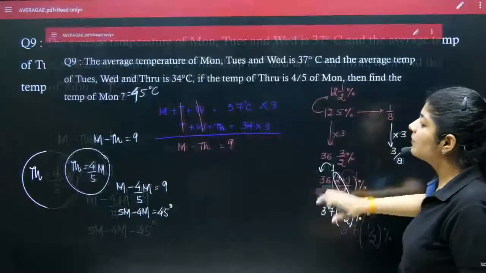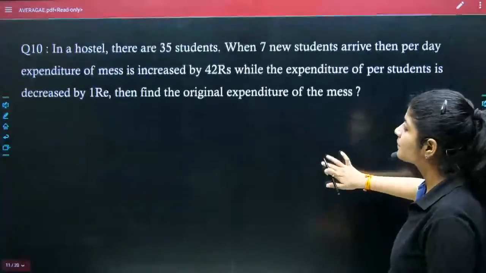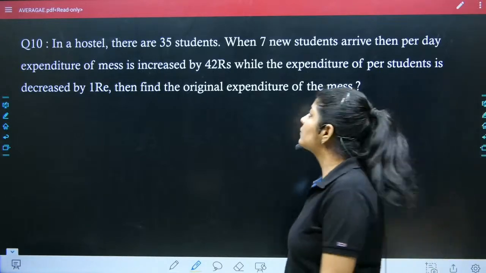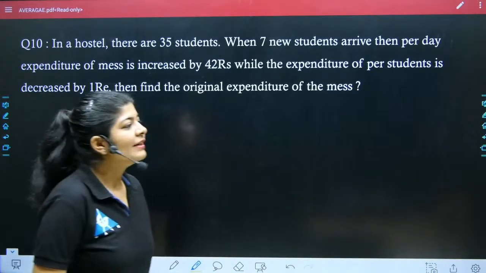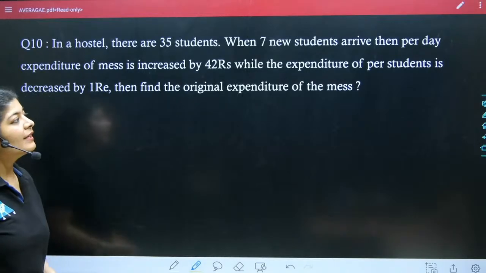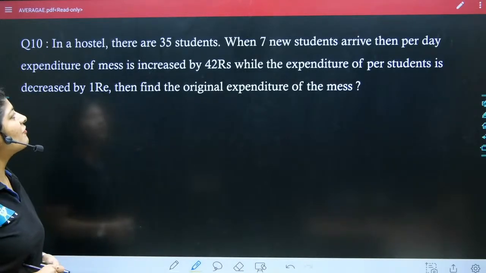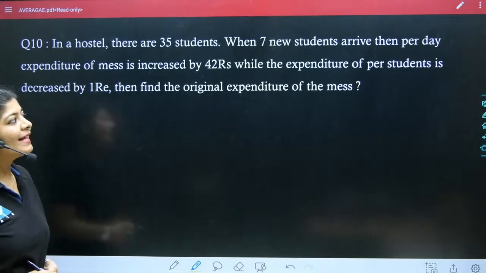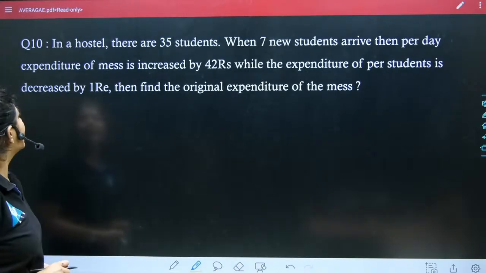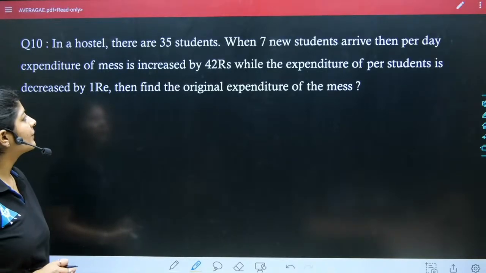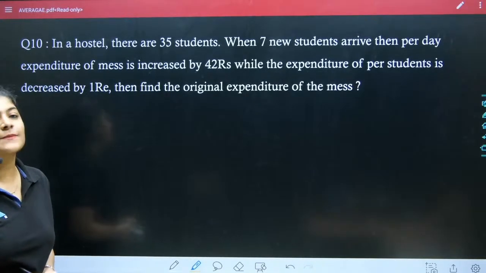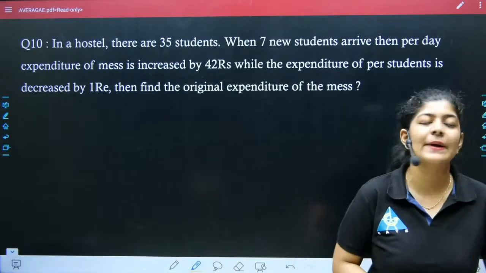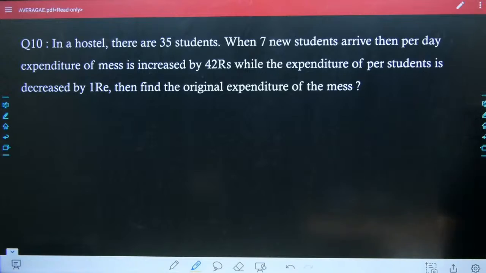Okay, now let's move to the next question. In a hostel, there are 35 students. When 7 new students arrive, then per day expenditure of mess is increased by 42 rupees, while the expenditure per student is decreased by 1 rupee. Then find out the original expenditure of the mess. What we have to do? We have to find out the original expenditure of the mess.